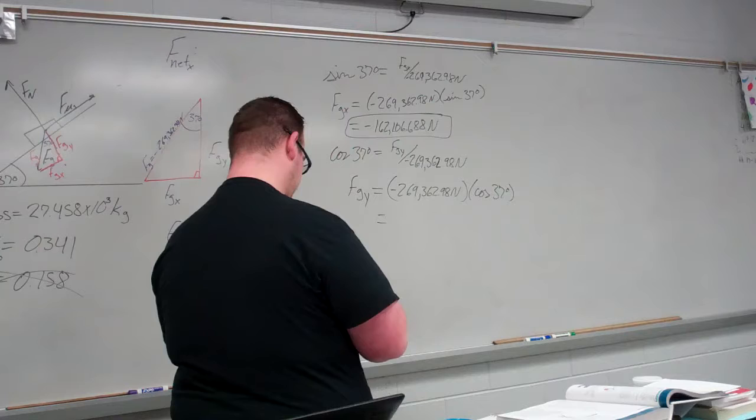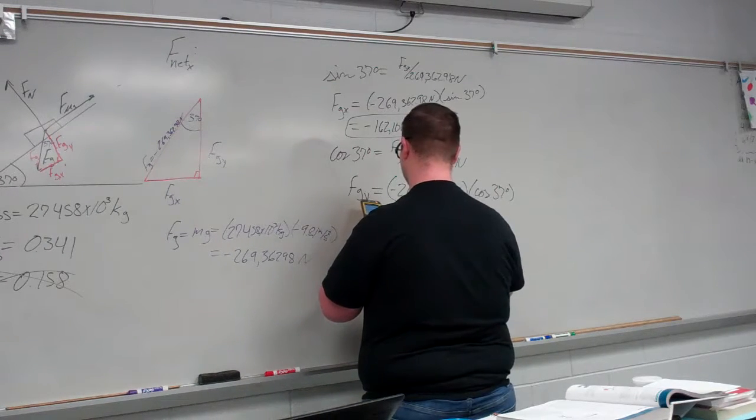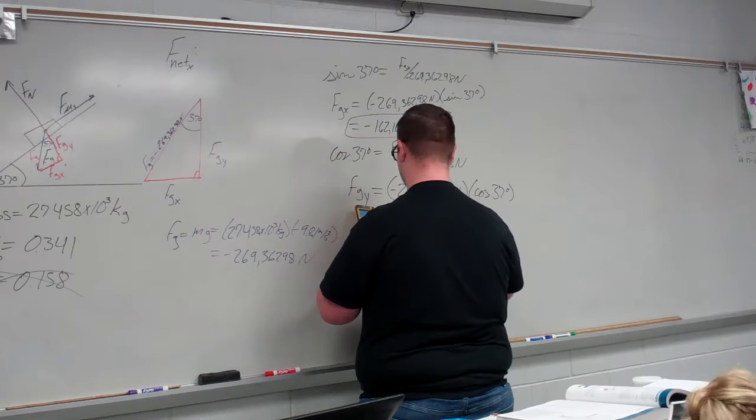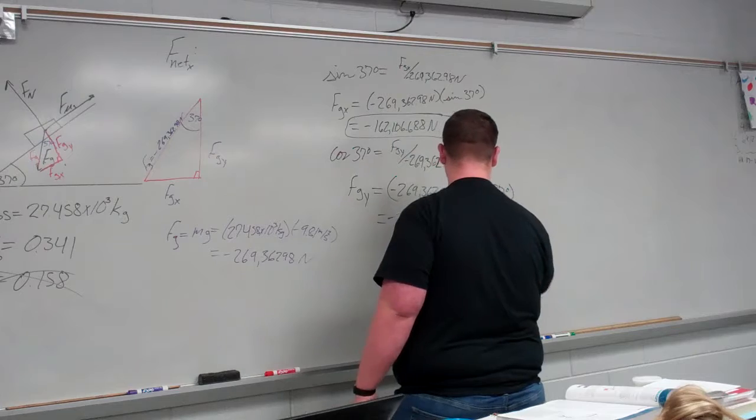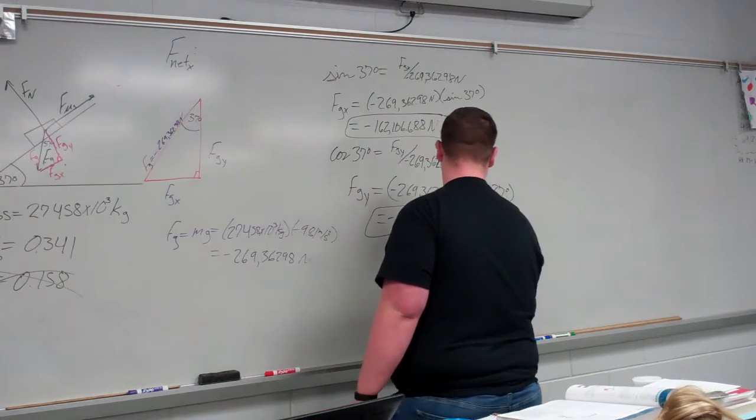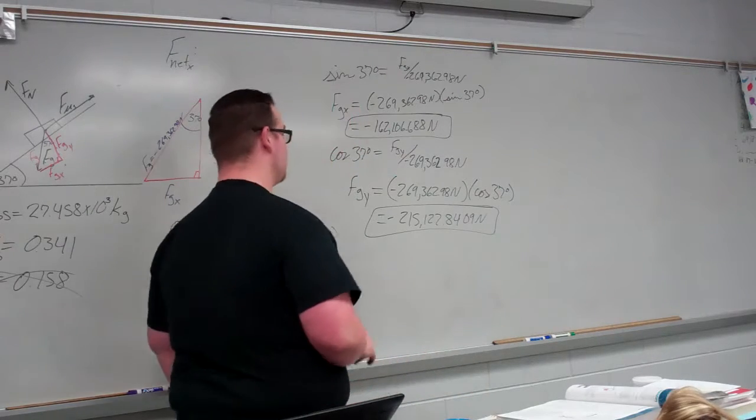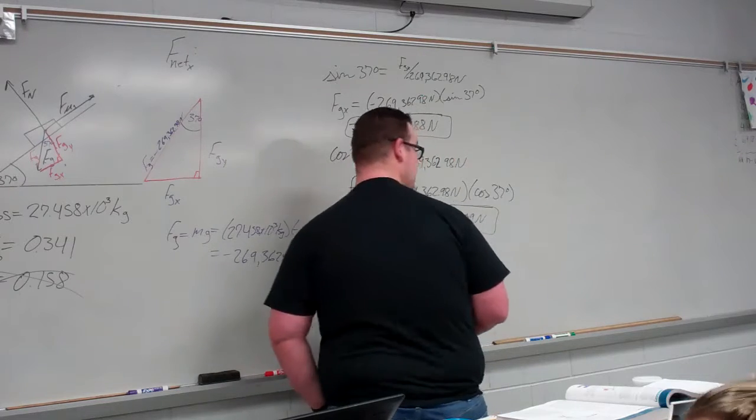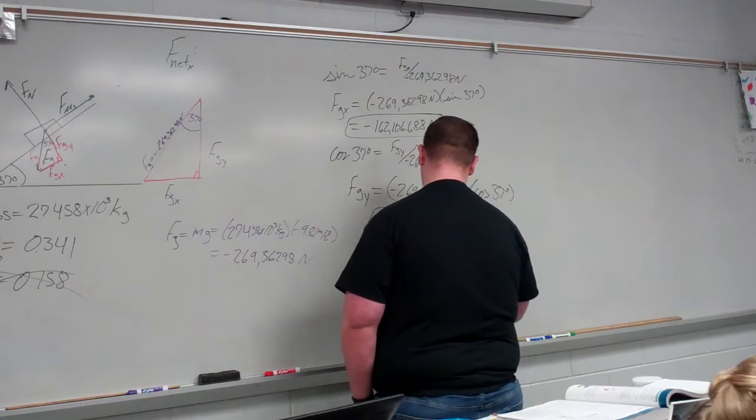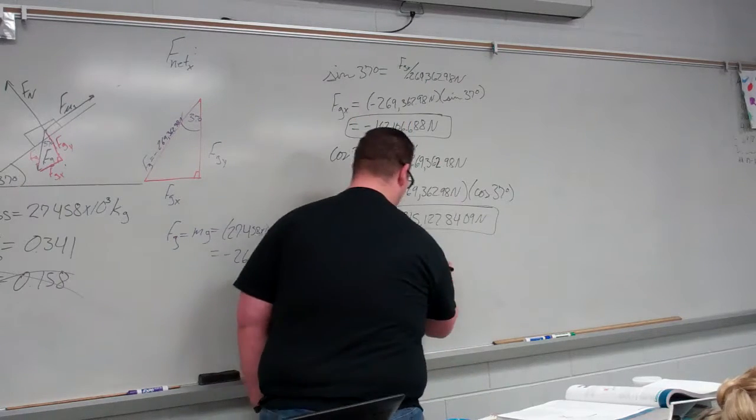Times cosine of 37 degrees, which will be equal to negative 2,215,122.8409 newtons. The important part of that information is I need the normal force from it. So the normal force is equal in magnitude, opposite direction, to the force of gravity. So normal force is equal to the opposite of the force of gravity y component.